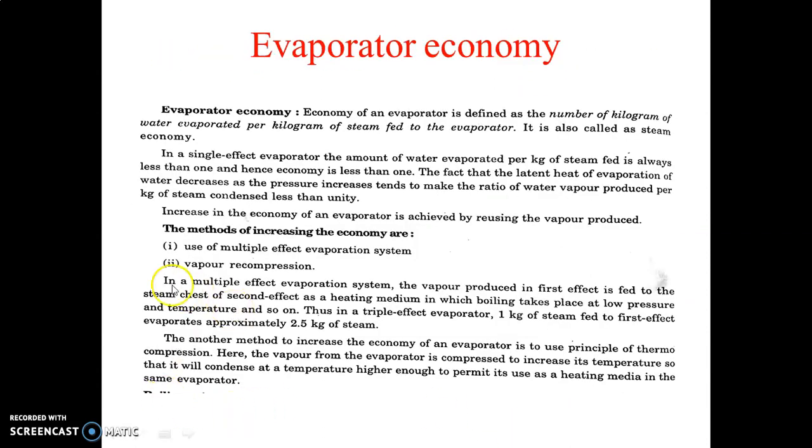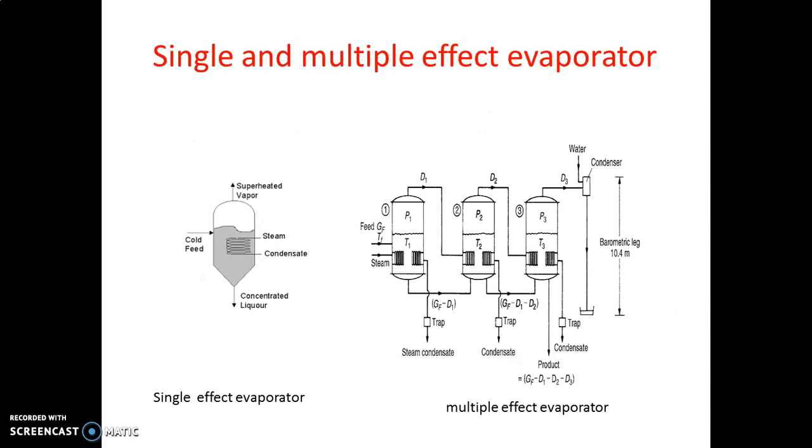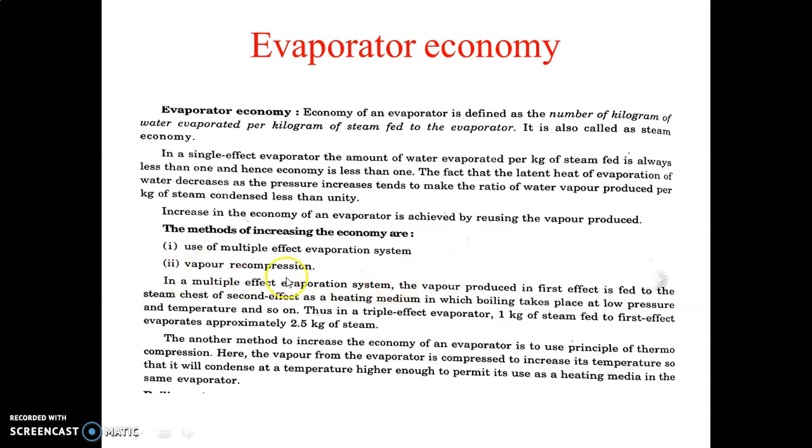And the second method is known as vapor recompression. This is used as a heating media. That means if we compress these vapors, the temperature of these vapors is increased, and if we again feed these vapors as a heating media to the evaporator, that is called vapor compression. There are different types of vapor compression methods, and that part we will also discuss in detail in coming lectures. So here you must note that there are two methods of increasing the economy: first one is the multiple effect evaporation system and second is vapor recompression. Details of these two points will be discussed.